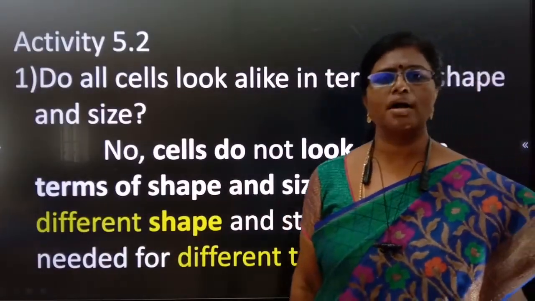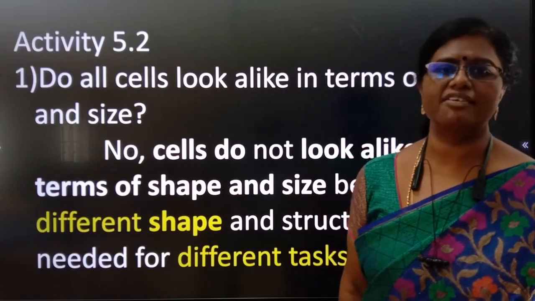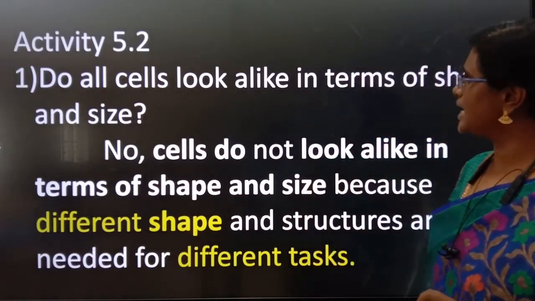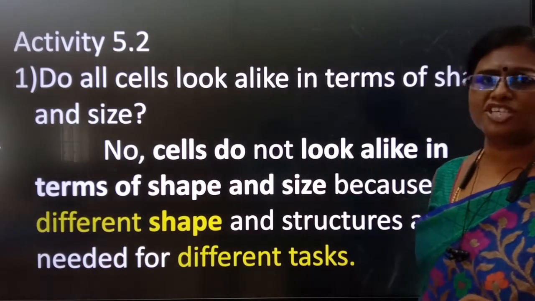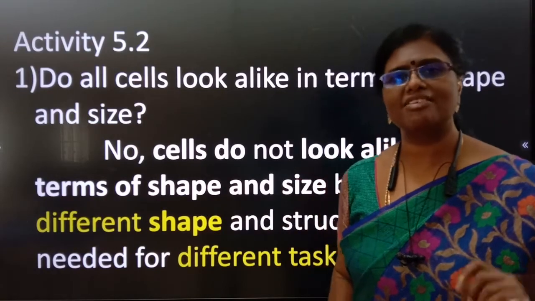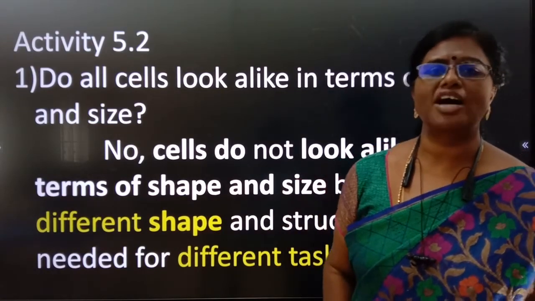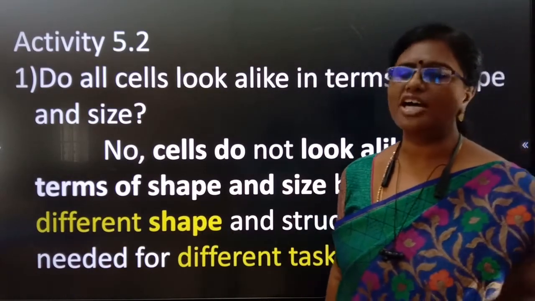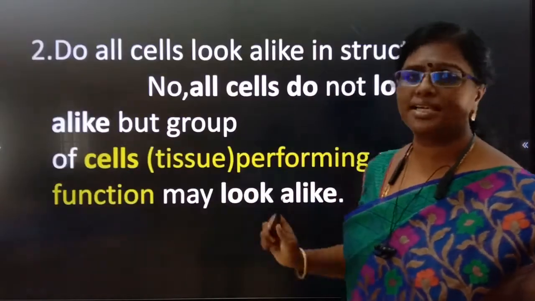Now let us move on to some questions which are given under activity 5.2. Do all cells look alike in terms of shape and size? The answer is no. Shape and size will vary depending on the function. So the size is related to the function of the cell. So the answer is no.